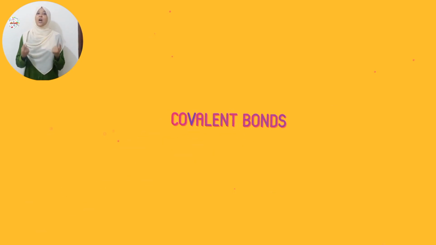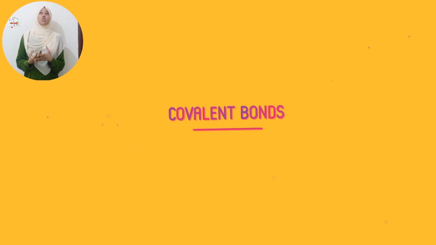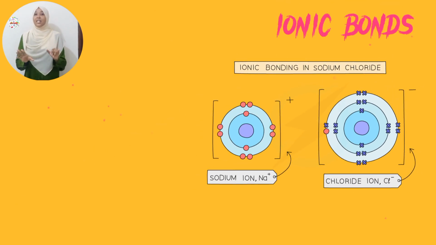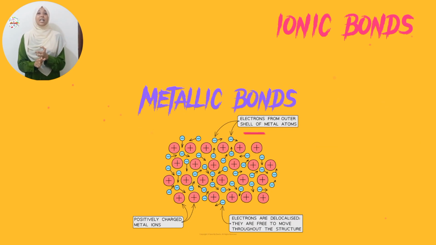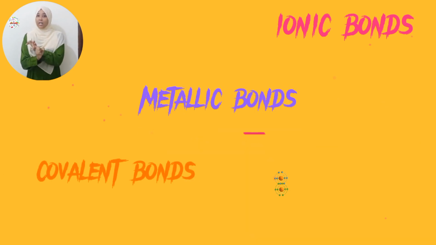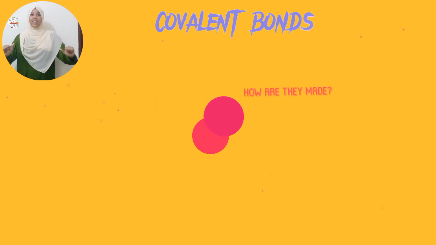Covalent bonds. Now, in my previous video, I introduced the three types of bonds: ionic bonds, which I discussed in detail in the last two videos, metallic bonds, these are present in metals, and lastly, covalent bonds, which we are going to discuss in this video.